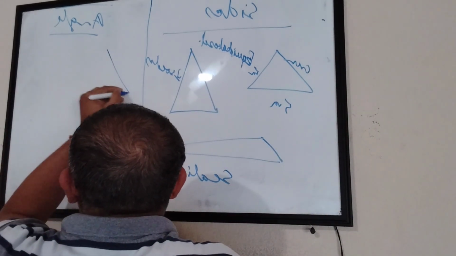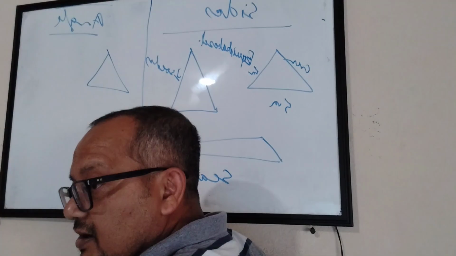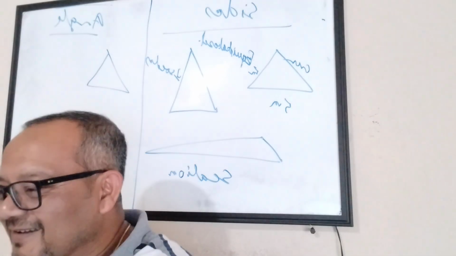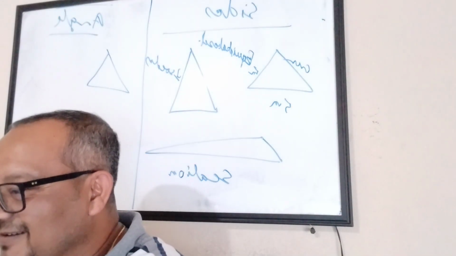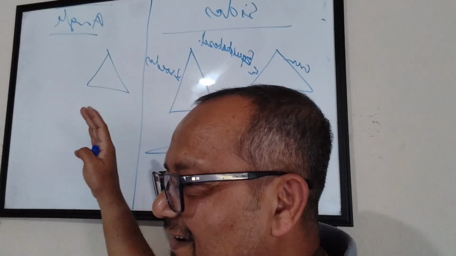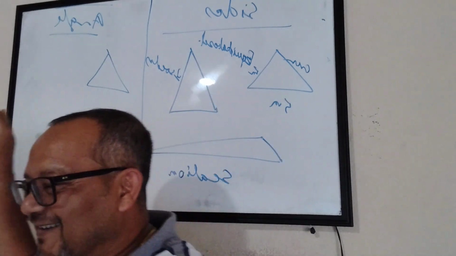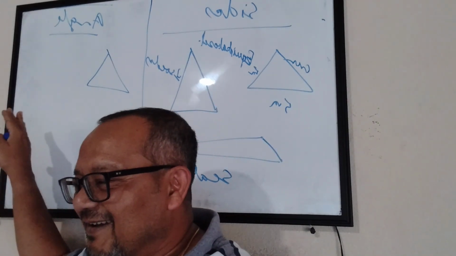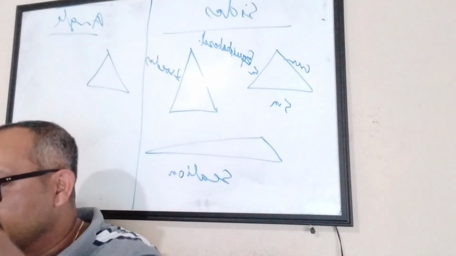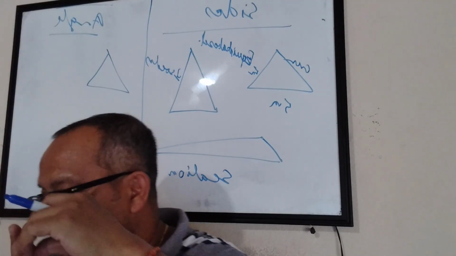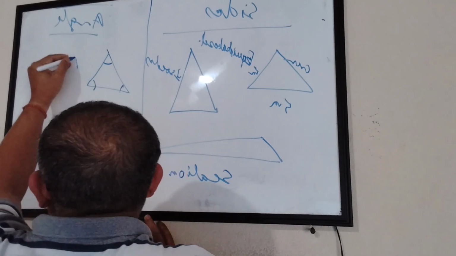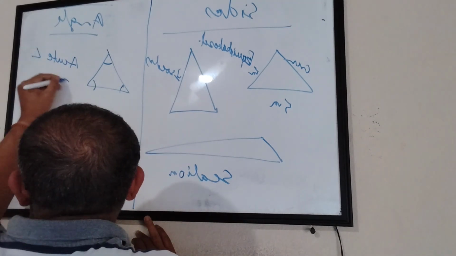If I go by the angle, if you guys remember, when we go by angles, like we learned, there are three types of angles: acute angle, right angle, and obtuse angle. Meaning, when all the angles of a triangle are acute angle, it's called acute angle triangle.